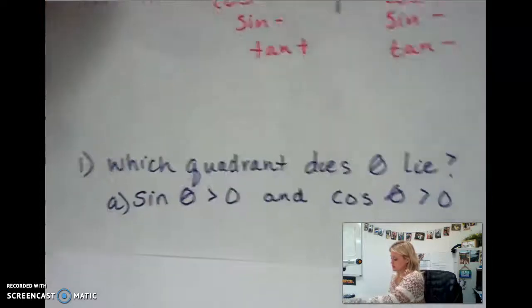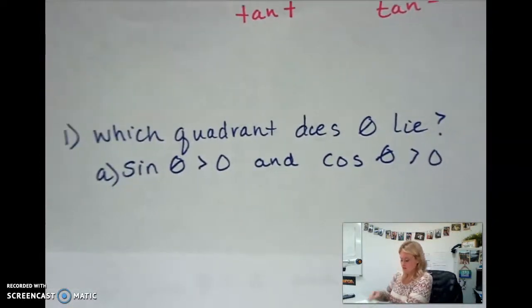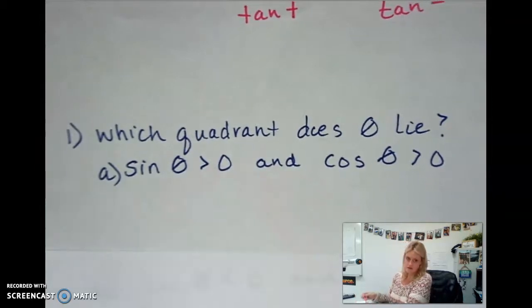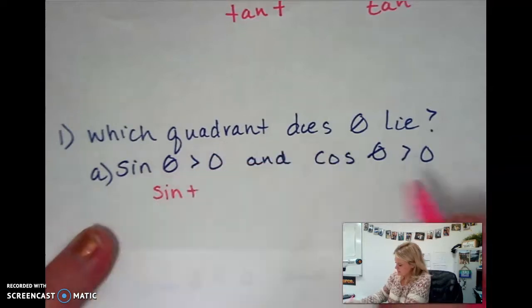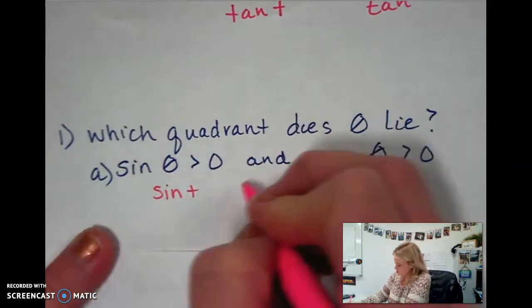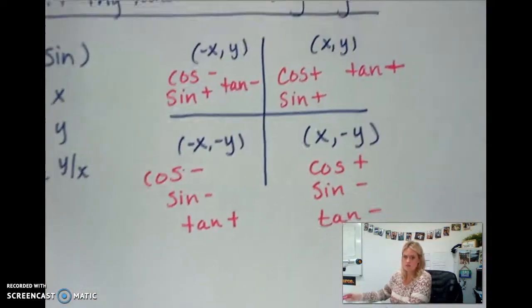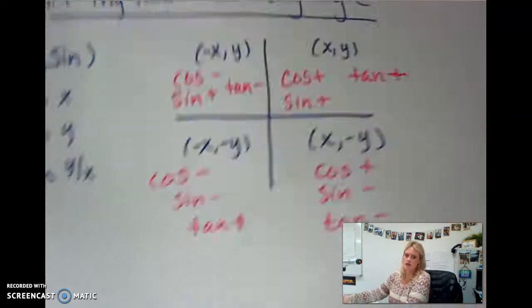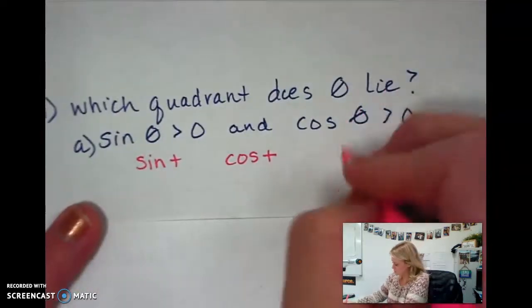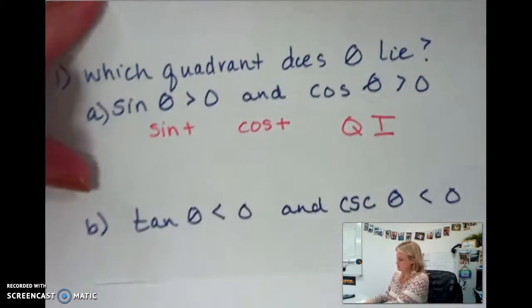But if we find out which quadrant theta lies in, well, if sine is greater than 0, that means sine is positive, and cosine is greater than 0, that means cosine is positive. So which quadrant is both sine and cosine positive in? Quadrant 1. And so that is where we would draw our triangle. Okay. Look at this one.